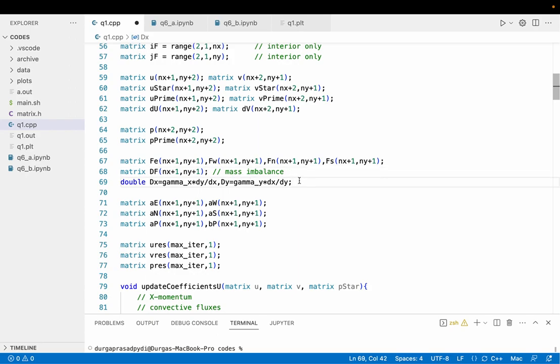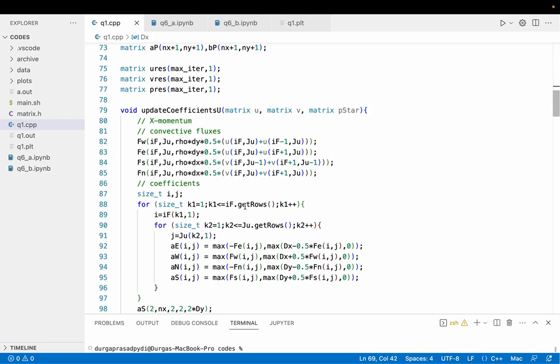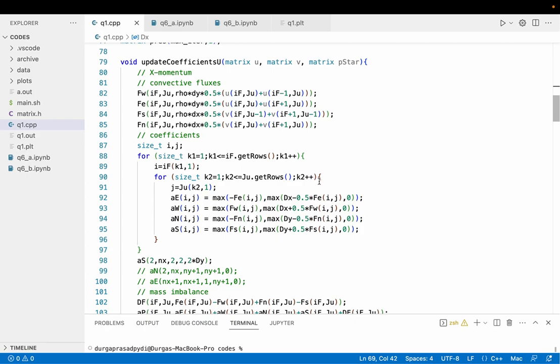dx and dy are your diffusion coefficients, your d east, d west and d north, d south. So d west and d east I am calling dx, and north and south I am calling dy. So yeah, we'll have to update these coefficients.